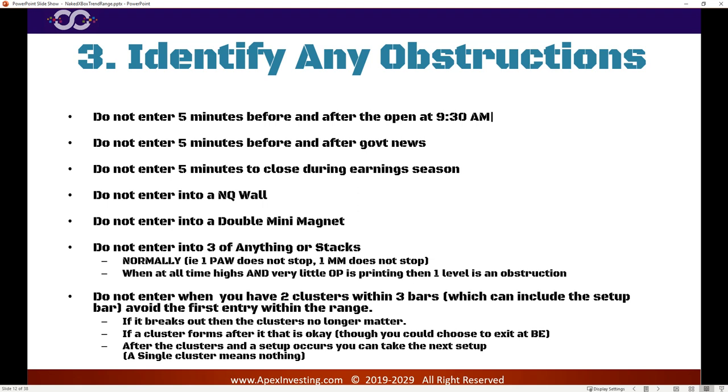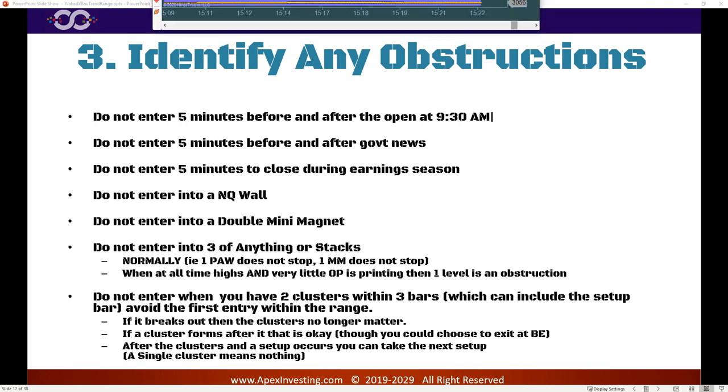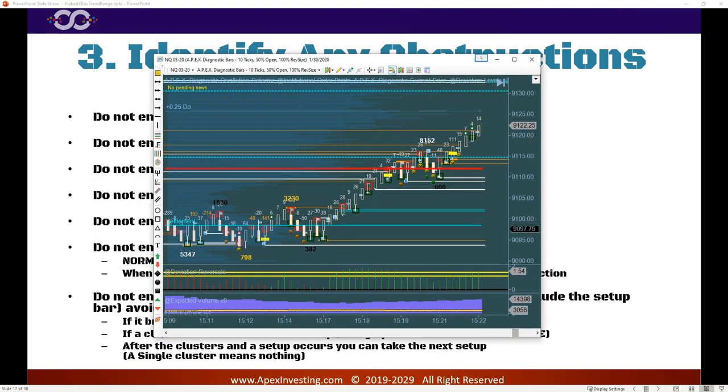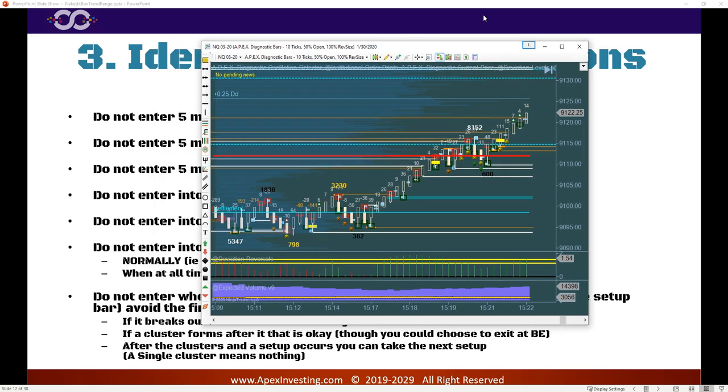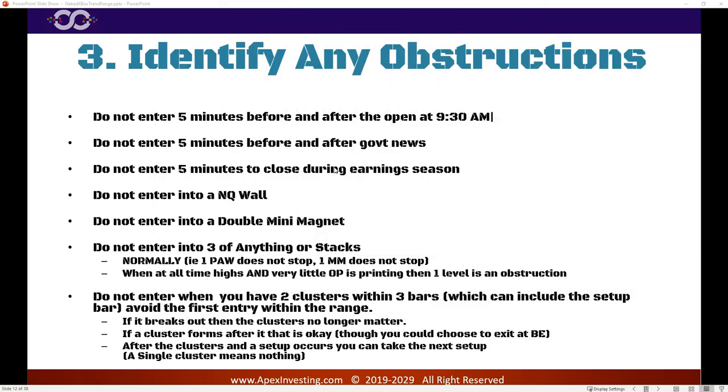We also do not enter going into an NQ wall. Okay? What is an NQ wall? Well, once again, check out those videos that talk about that. But on your charts, you see these dashed lines right here. Sometimes they'll show up as different colors as well. Those are NQ walls. You have them on your template. We do not take trades going into an NQ wall.